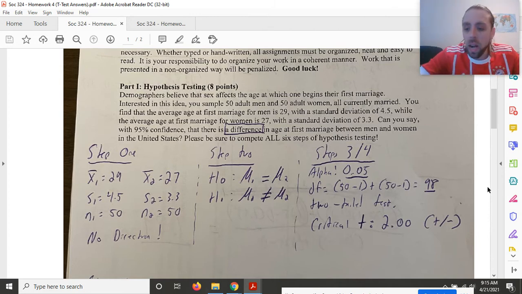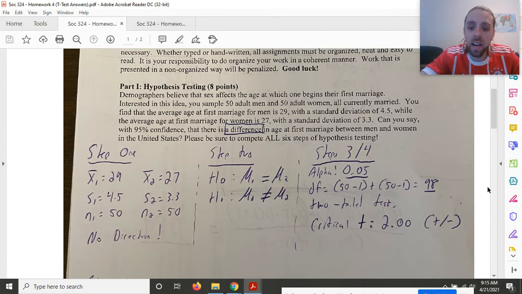Steps 3 and 4, I need to set my alpha level. Well, 95% confidence, therefore 0.05 as my alpha. And then for my degrees of freedom, I am going to use the formula for the two means t-test, where I do n1 minus 1 plus n2 minus 1. Both n1 and n2 are 50. This is an equal n formula. So degrees of freedom is 50 minus 1 plus 50 minus 1. That equals 98. So 0.05 alpha, two-tailed test, 98 degrees of freedom.